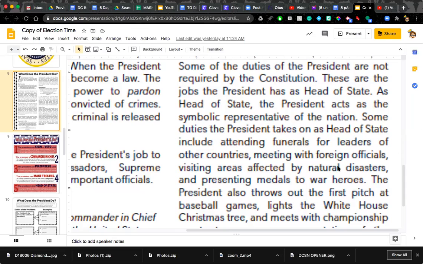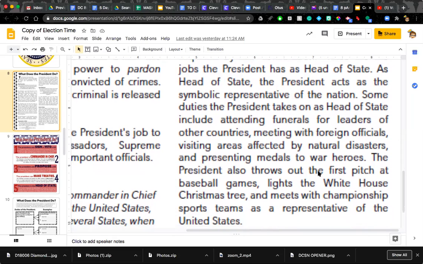Some of the duties of the president are not required by the Constitution. There are the jobs the president has as head of state. As head of state, the president acts as the symbolic representative of the nation. Some duties that the president takes on as head of state include attending funerals for leaders of other countries, meeting with foreign officials, visiting areas affected by natural disasters, and presenting medals to war heroes. The president also throws out the first pitch at the baseball game, lights the White House Christmas tree, and meets the Swiss champion sports team as a representative of the United States.